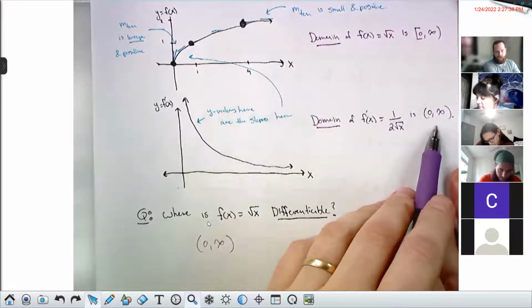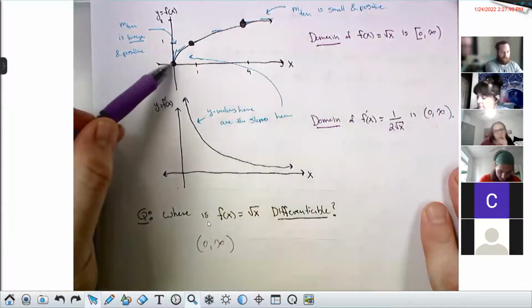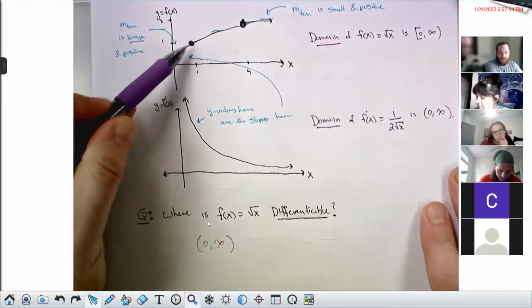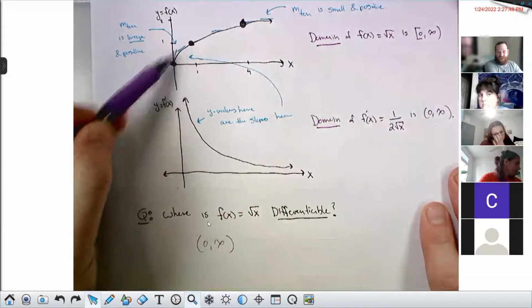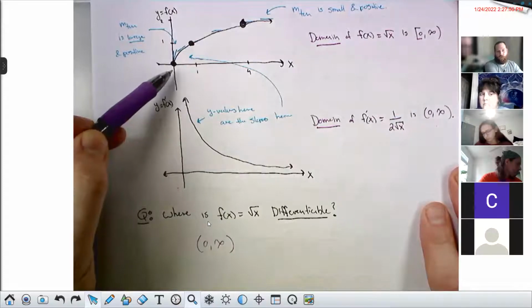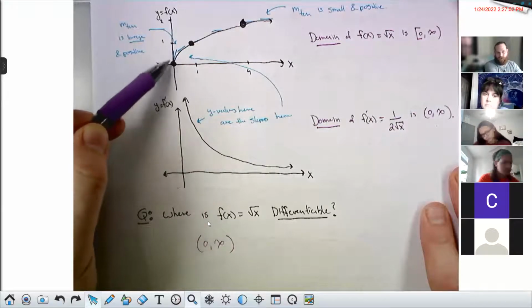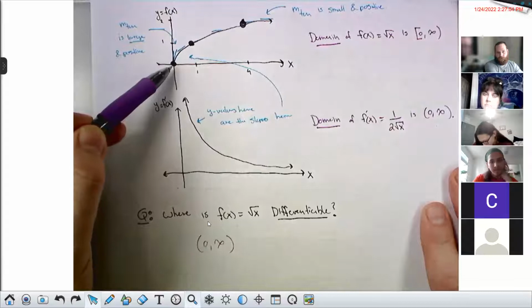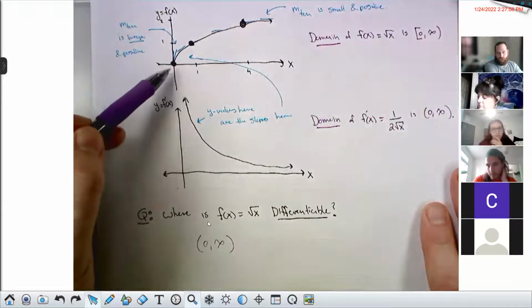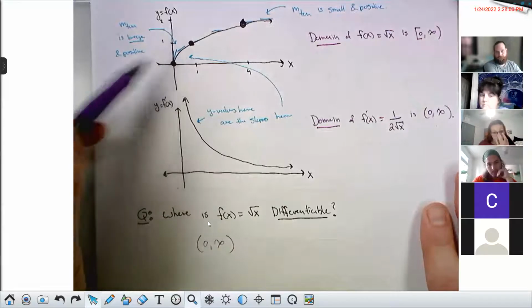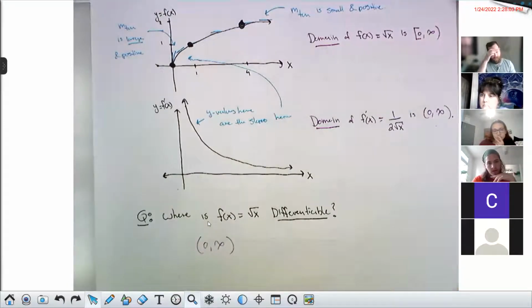Even though this original function is defined at 0, it is right continuous at 0. You could even refer to it as right differentiable at 0. It's not differentiable at 0 itself. I cannot talk about the slope of the tangent line at 0 on the square root function because that slope becomes infinite. Okay, just wanted to tie those things together.